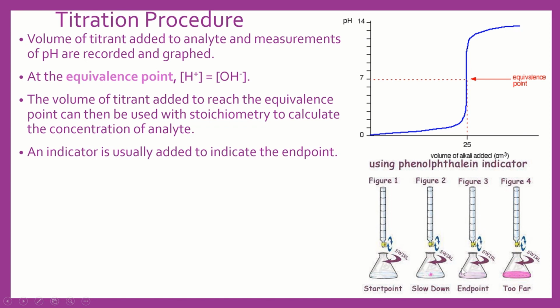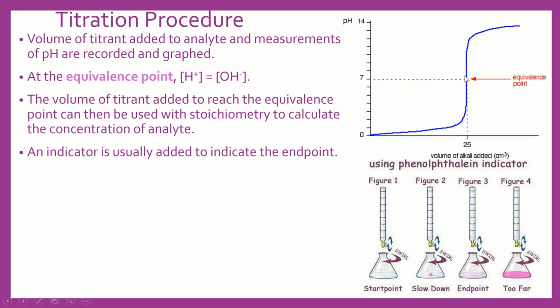Right here, notice how we've got a very, very thin color change. That's your endpoint. As you continue to add titrant, you're going to get a really, really dark pink color, and you've already missed your endpoint at that point. You're beyond the endpoint once it turns that bright color. So just the slightest hint of color is your endpoint. And again, it changes very quickly.